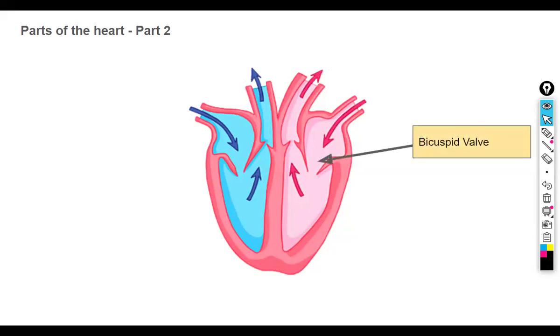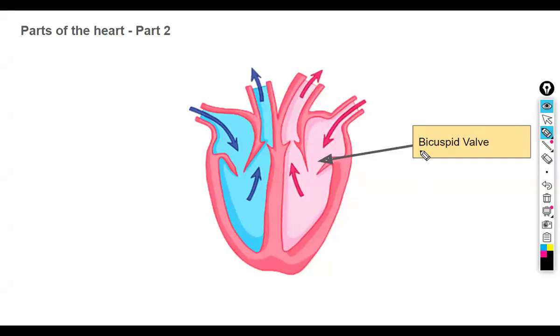Now, it has some little valves. Usually these valves are closed, right? So when blood comes into the atriums, the valves will open up and blood will flow to the ventricles. These valves can open and close to prevent blood from entering the next chamber.